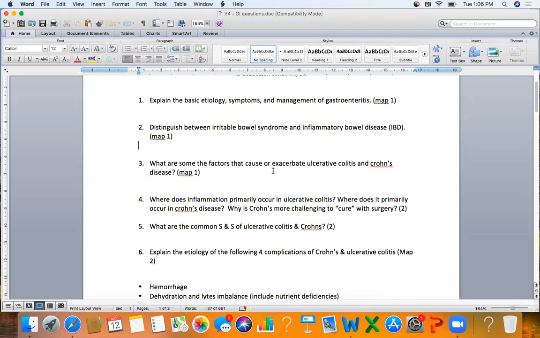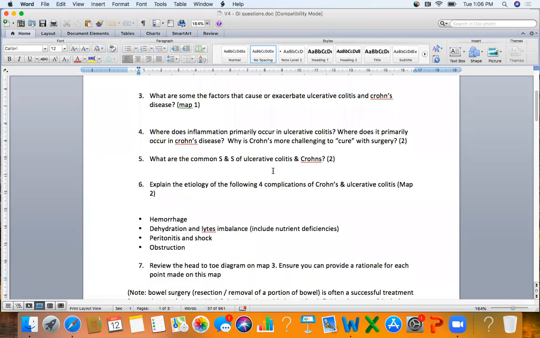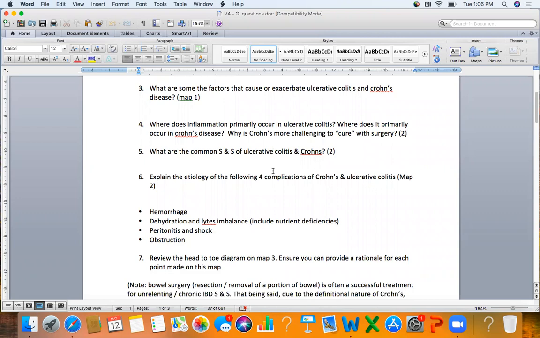So we've covered questions 1 to 3. Now question 4, we'll cover question 4, 5, and 6. Actually, sorry, 4 and 5 together now. Both of them are on map 2. And I think while we're doing that, we might as well talk about these 4 conditions, how they could be caused, how they can happen as a result of an exacerbation of inflammatory bowel disease.